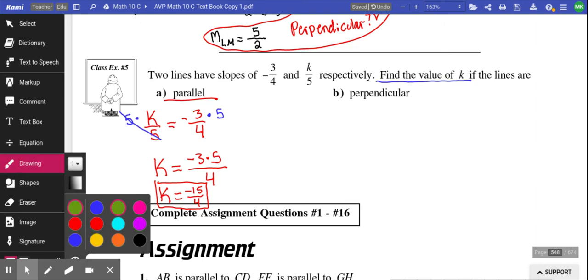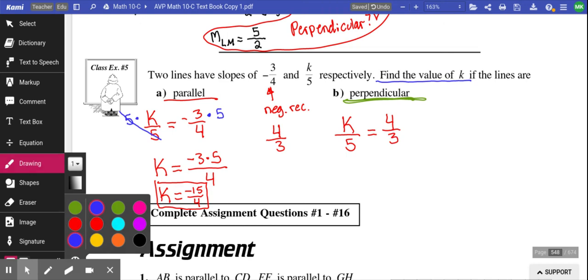If I wanted it to be perpendicular, that means that k over 5 needs to equal the negative reciprocal of that fraction, negative 3 over 4. The negative reciprocal is 4 over 3, right? I changed it to become positive and I flipped the fraction. So I need k over 5 to equal 4 over 3.